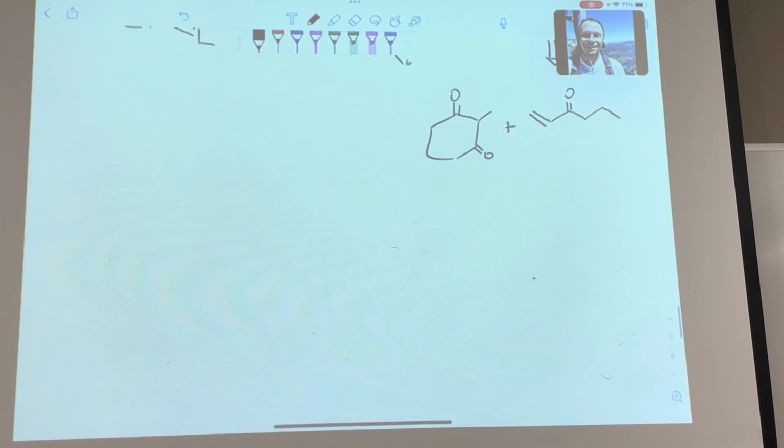Okay. All right, so the one I'm going to have you work on your own is this. This is going to be a little bit different because there's only one ring. So sometime whenever you have a minute, think about what donor acceptor pair formed this annulation product. All right?